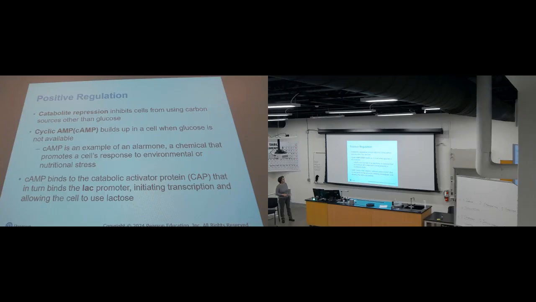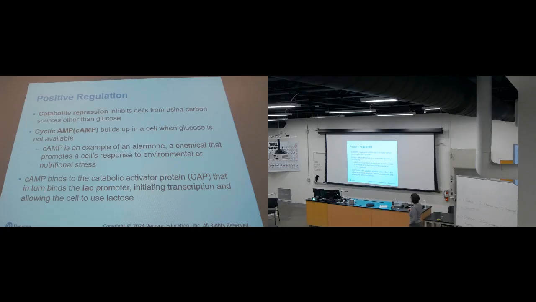For instance, we have cyclic AMP that will build up in our cells, or well, in cells in general, when glucose is not available. So this is what sometimes people refer to as an alarmone. So it will promote the cells to respond to the environment or nutritional stress. So it's like saying, well, we're running out of nutrients, right?